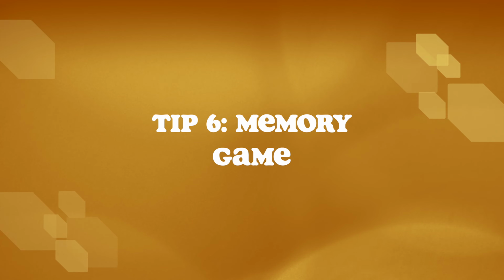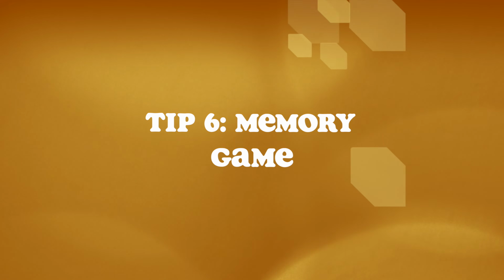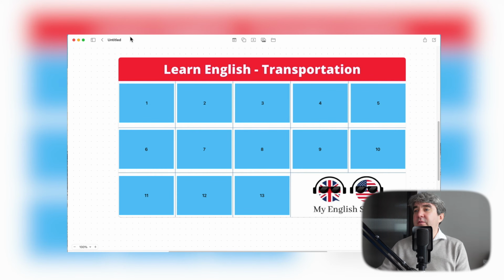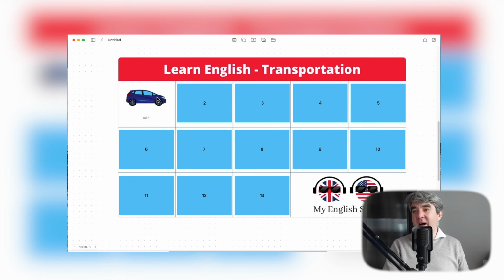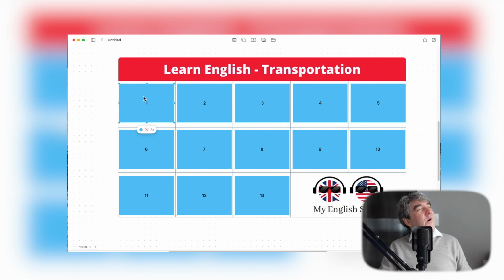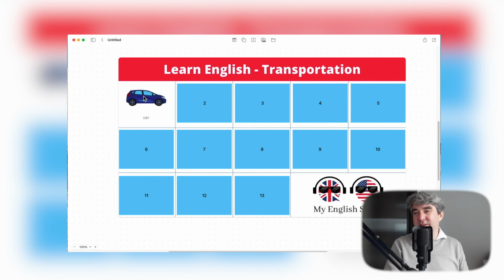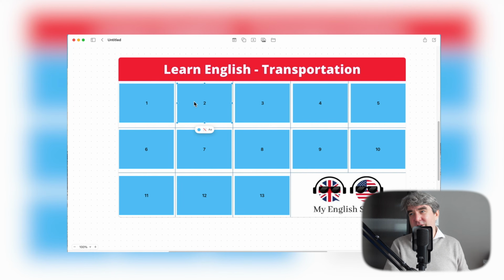Activity 6 is memory game. Now, as you can see here on my screen that I'm sharing, I've got 13 pictures. And again, the topic for this lesson is transportation. And I introduce this with the students and I say, okay, let's have a look at picture number 1. What is it? It's a car. Very good. What's picture number 2? Let's have a look. It's a truck. What's picture number 1? It's a car. Very good. What's picture number 2? It's a truck. Very good.